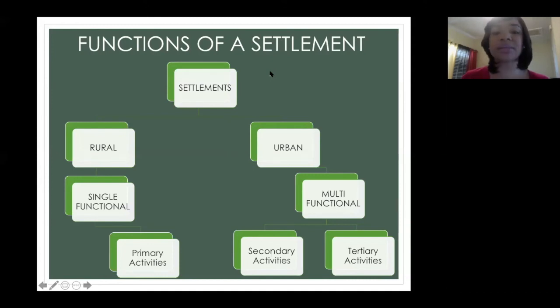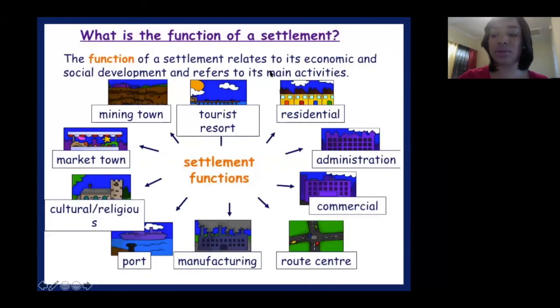So let's look at some of our settlement functions. A function is the actual purpose which a settlement serves. Some of the services that a settlement can provide is what we will call the function of that settlement. When you look at the function of the settlement, you want to keep some things in mind, because the function of the settlement looks at your economic activity, how you get your money, how money is made, and you also want to look at your social development.